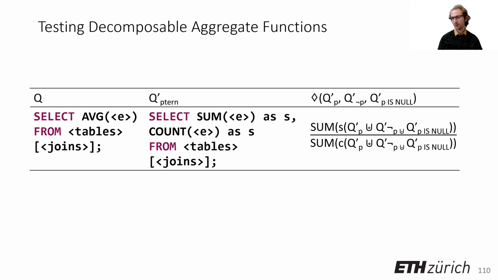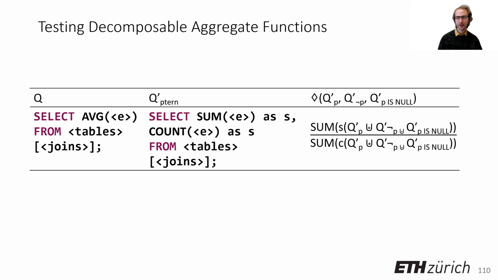So what I've shown on the previous slide is an example of a so-called self-decomposable aggregate function. There is a more general category of decomposable aggregate functions. I don't want to provide a definition here, but I think it gets clear on a concrete example.